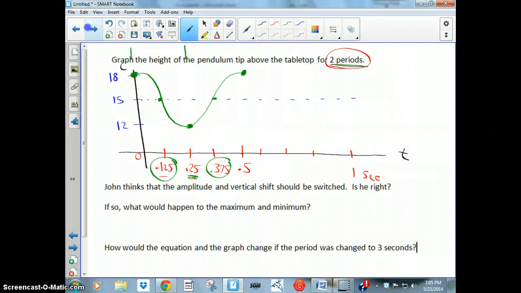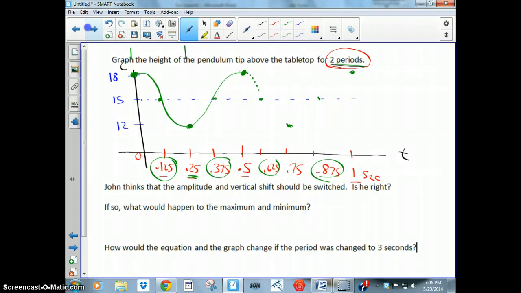So 0.5 and 1 second, halfway in between would be 0.75. Halfway in between here would be 0.625. And halfway in between there would be 0.875 seconds. And it's going to work the same way. It's at the max at the beginning. It's at the max at the end. And then at 0.75, halfway in between, it's at 12. And then at these 2 numbers right here is where it crosses the midline.